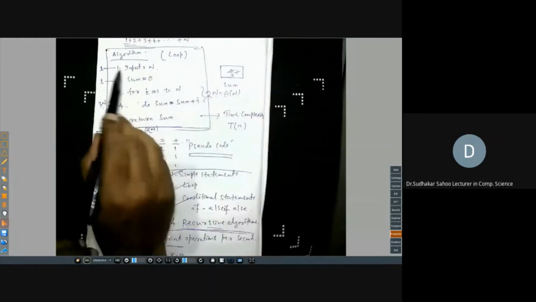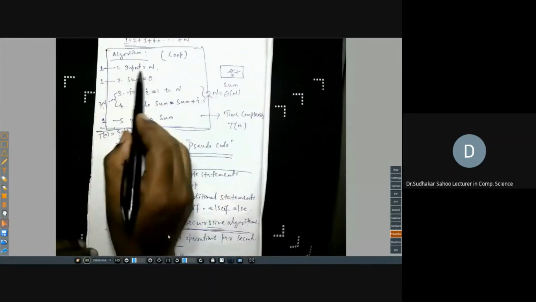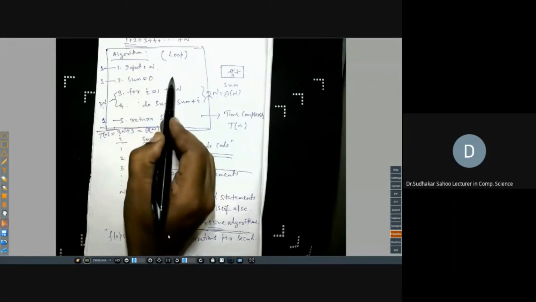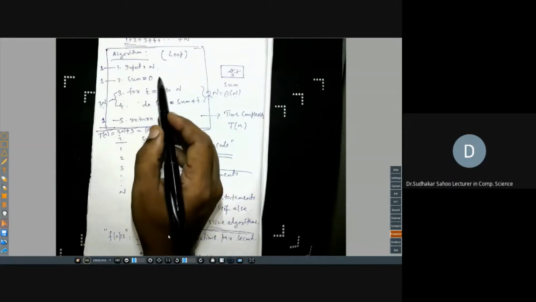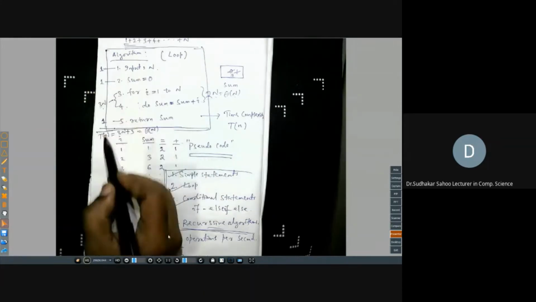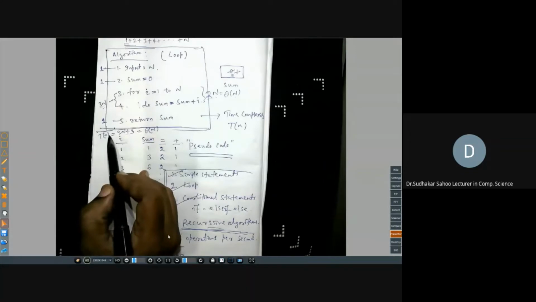For each step, you find how many operations are present. You count how many operations are present in this step, how many in this step. Operations means floating point operations: addition, subtraction, multiplication, division, those types of operations you count. Finally you add all these operations, and that will give you the total time complexity, T of n, right?